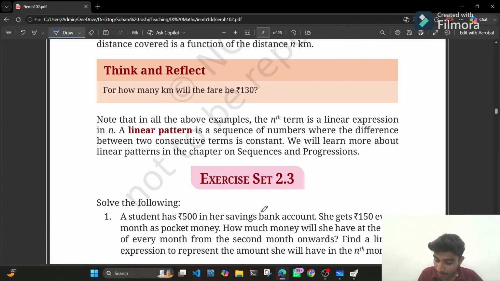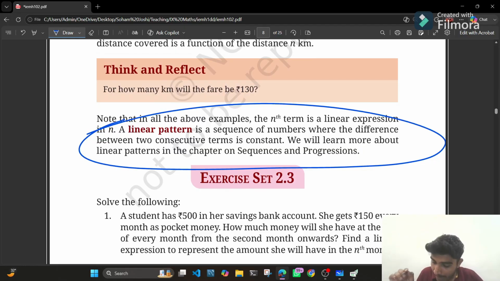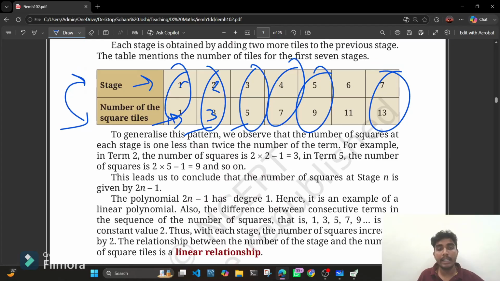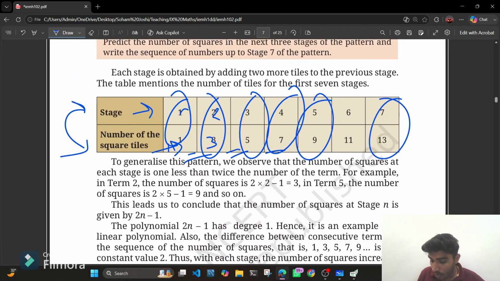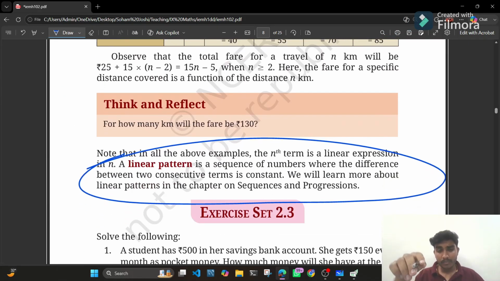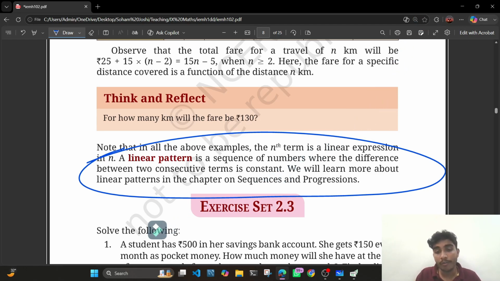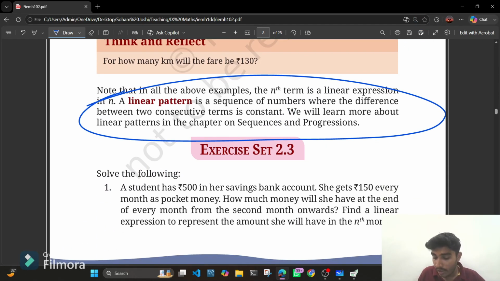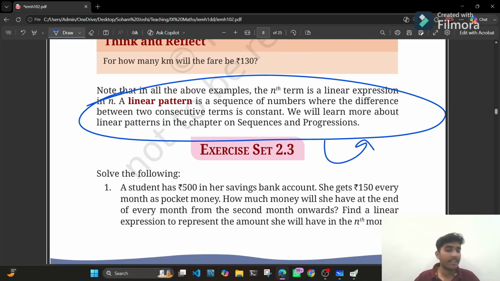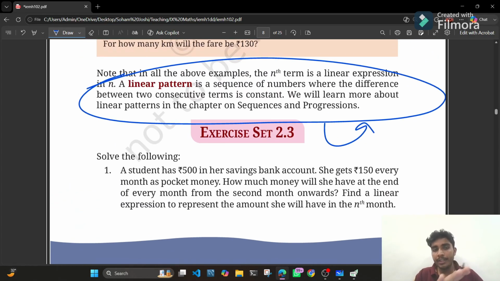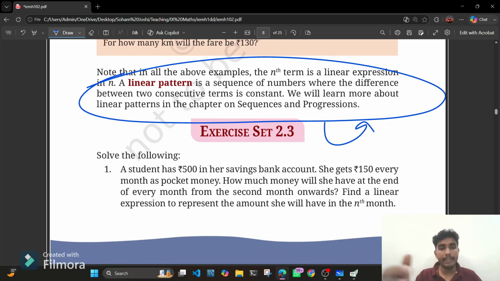Here we are given the definition of linear pattern. A linear pattern is a sequence of numbers where the difference between two consecutive terms is constant. As I said earlier, यहाँ पे इनका difference was always 2. So they make a pattern, right? So that is why a linear pattern is a sequence of numbers where the difference between two consecutive numbers is always constant. ये patterns will study in sequence and series and progressions also. In maybe I don't know if you have it in 9th standard or not, but in 10th standard you definitely have it. So yeah, then we need to know this much only about linear pattern.